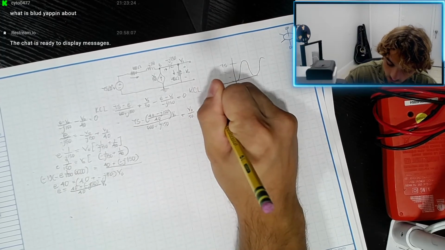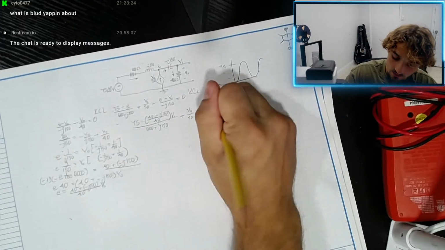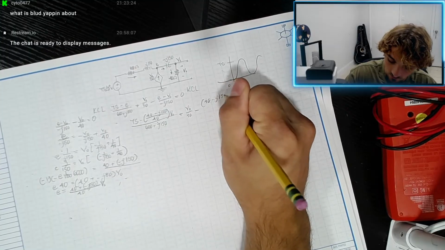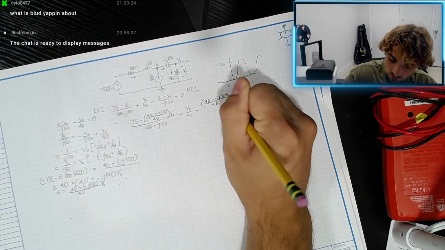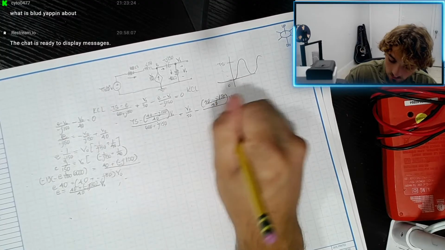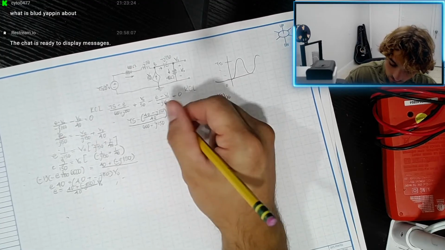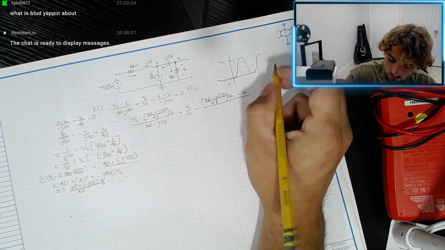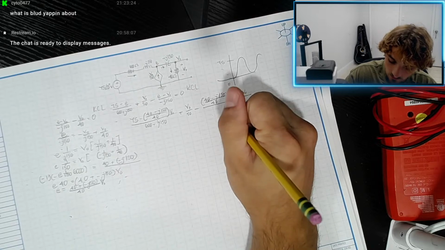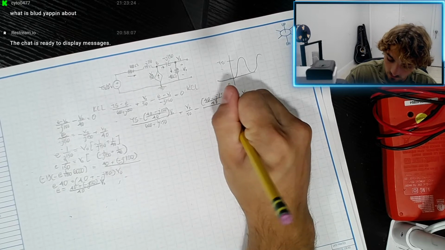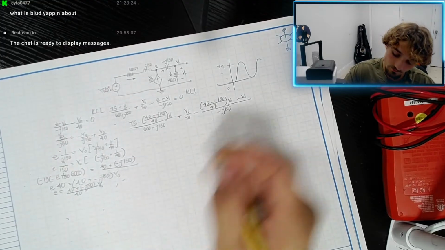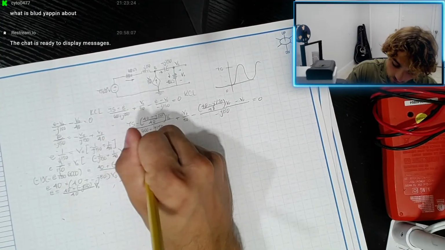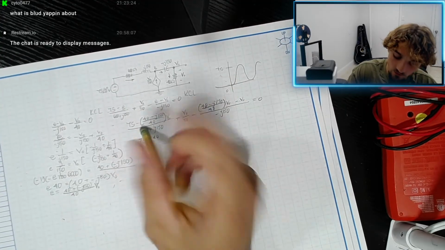40 plus, minus. Let's get it up to minus j 150 divided by 40 V out divided by, V out minus V out divided by negative j 150. Equals 0.